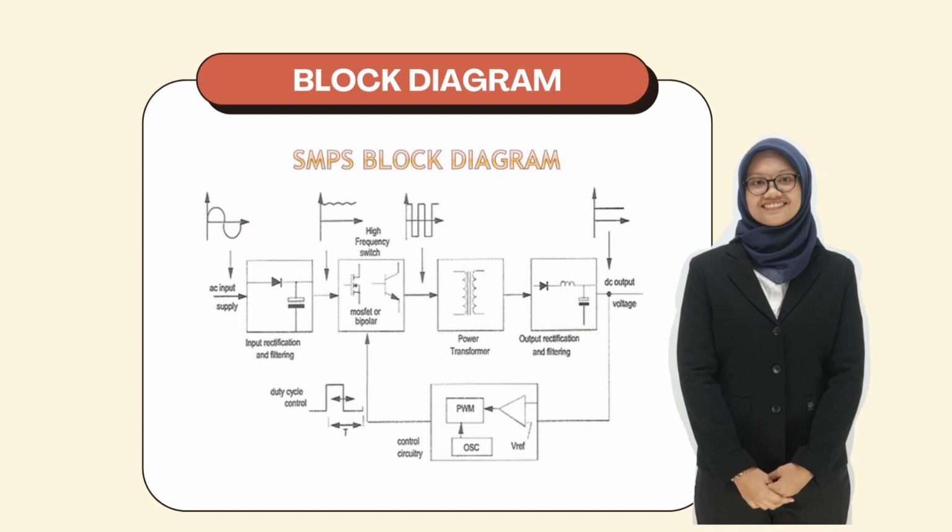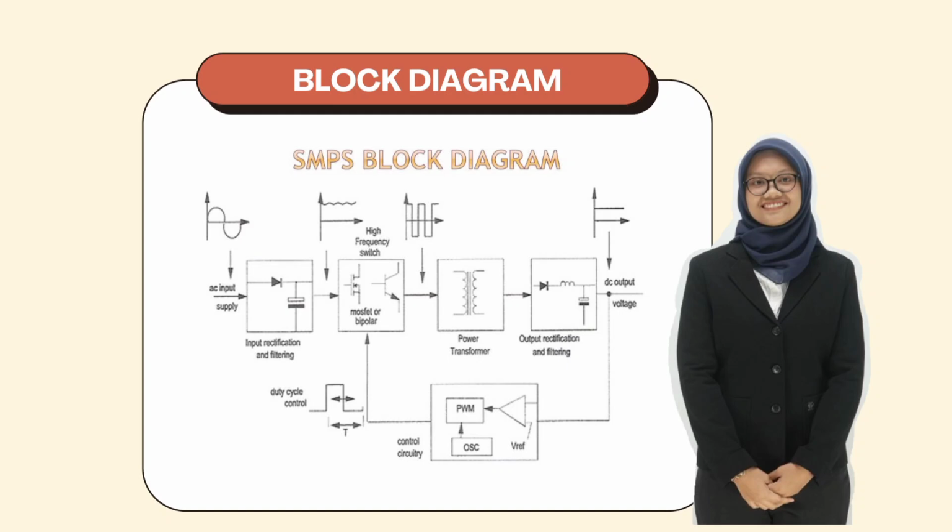Next is high frequency switching. The filtered DC is fed to a switching device, either a MOSFET or bipolar transistor, which operates at a high frequency. This switching is controlled by a PWM, which is a pulse width modulation signal, to regulate the output voltage. Other than that is the power transformer. The high frequency switching generates AC, which is then passed through a transformer. The transformer steps up or steps down the voltage to the desired level. The high frequency operation allows for a smaller and more efficient transformer.